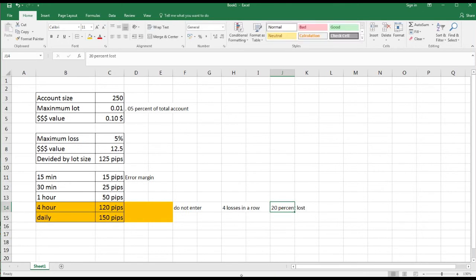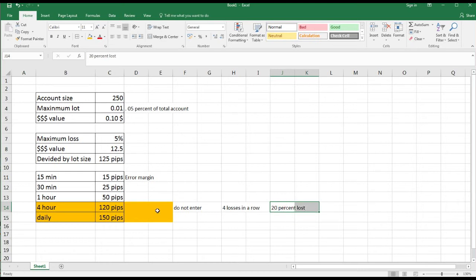So if you have a look, that basically means that if I enter 4 of these trades and all 4 of them go wrong and use up my maximum loss, which is marked here, then it equals 20% lost on the account, which is massive. I mean, that's huge. If I lost 20% of my big trading account, I think I'd probably shoot myself. It would be a huge loss for me. On that trading account, losing 10% would be a major issue.